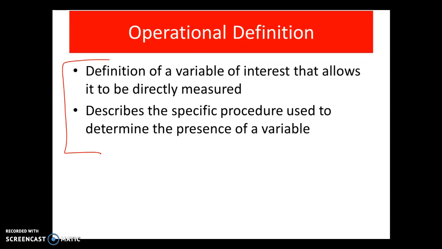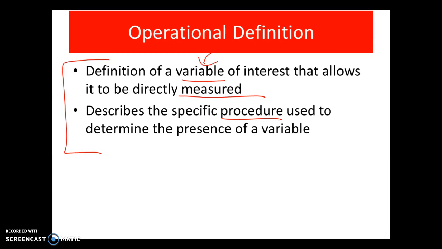So look what you notice when you're looking at these two definitions. The operational definition is about a variable. The definition is about defining the variable in a way that allows you to measure it, okay? And this is where the procedure comes in. It's about the procedure to determine the presence of a variable, okay?